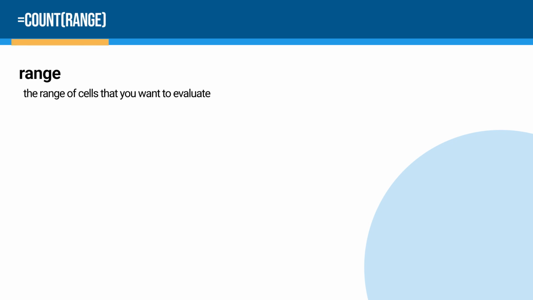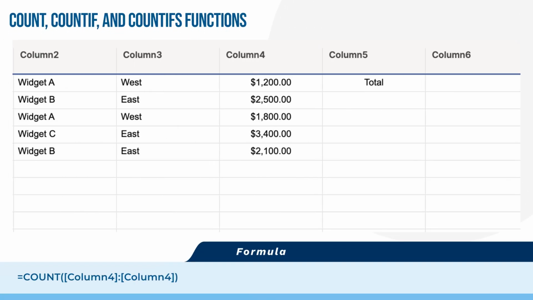The basic syntax for the COUNT function consists of just the range of cells you want to count. Let's start with a simple example. Imagine you need to count the number of sales figures in a given period. Enter the sales figures in a range of cells. Use the COUNT formula to count the values. This formula will return the total number of cells within the specified range that contain numbers.